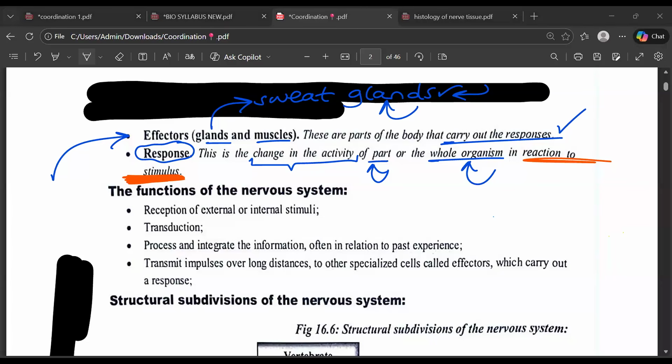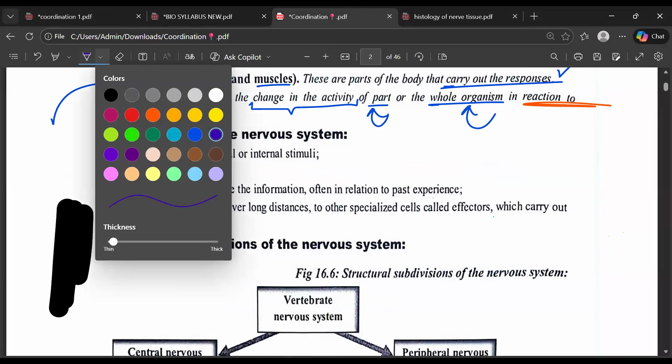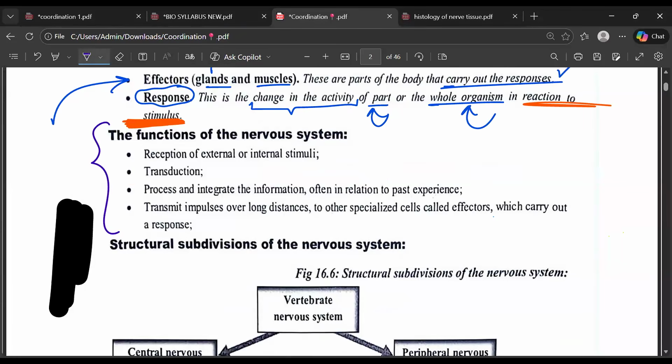So the functions of the nervous system, they are coming from the very sketch that we had. Yeah, right away from receptors to effectors. How? What do receptors do? They receive the external or internal stimulus. Then they convert it into electrical message or electrical impulse or nerve impulse, a process called transduction. So that's also a function. Then when they do that, they make sure it reaches the brain to be processed, interpreted, or integrated.